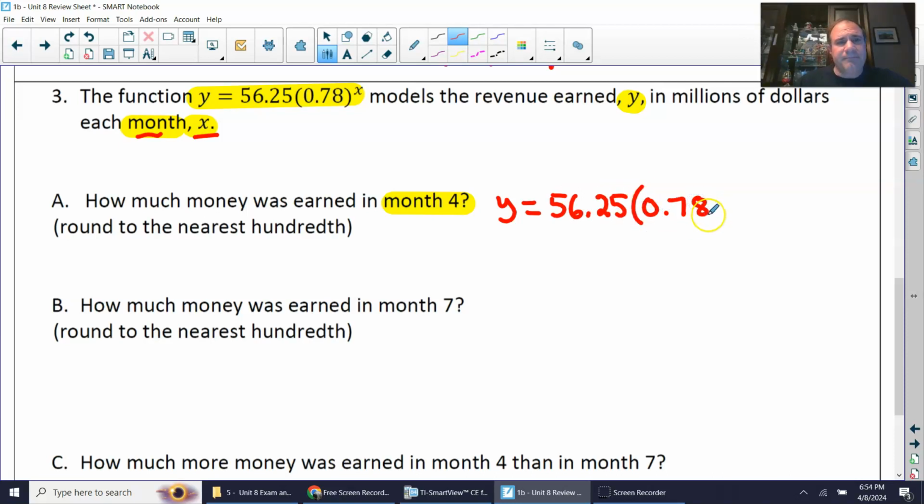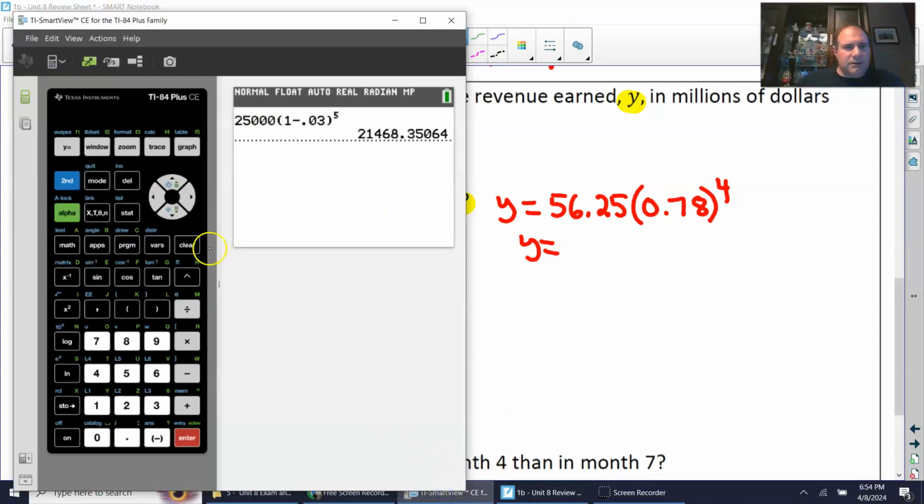56.25, they're giving it to you, and 0.78. So this is a 22% decrease, right? So 1 minus 0.22 is 0.78 to the 4th power. If you put that into the calculator, you will get 20.82 million. So we have 56.25 times 0.78 to the 4th power. And there we go, $20.82 million.